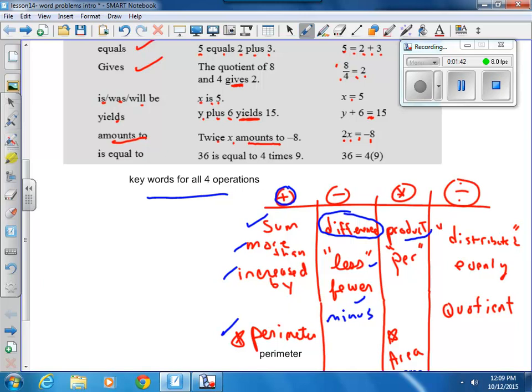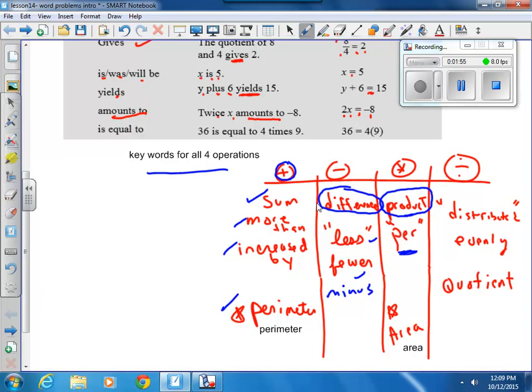Look out for the word product or per, $20 per student. And there's 40 students. Okay, well then 20 times 40. So look out for the word per. Area. I wrote it sideways, so it probably looks funny. Look out for the word area. Area of a rectangle, length times width. So those can be triggers for multiplication.